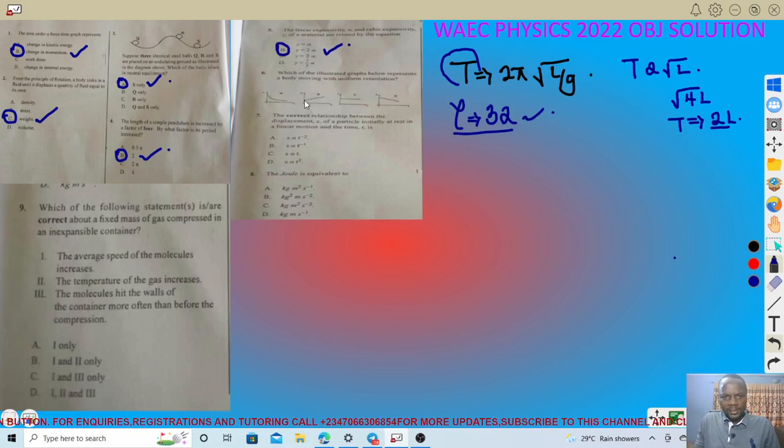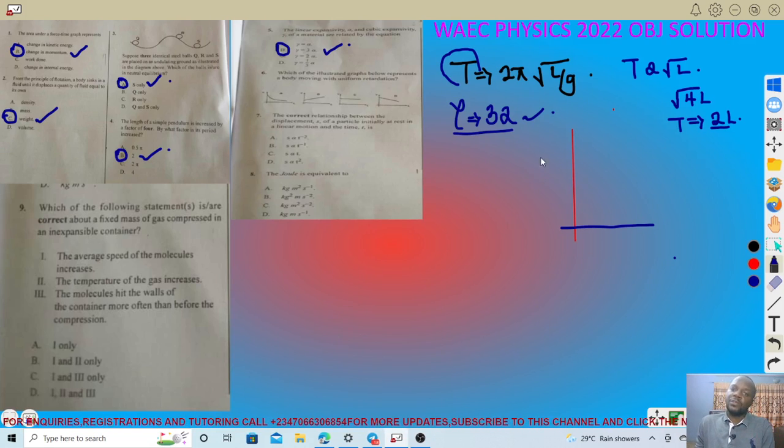So the next is 6 now. Which of the illustrated graphs below represents a body moving in uniform retardation? Retardation is the rate of change of velocity with time, that is, when velocity is decreasing with time. So a decreasing curve is what you want to look for. And they said uniform retardation. Wow, I love that. Uniform retardation.